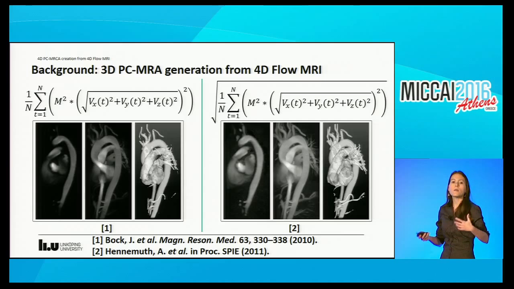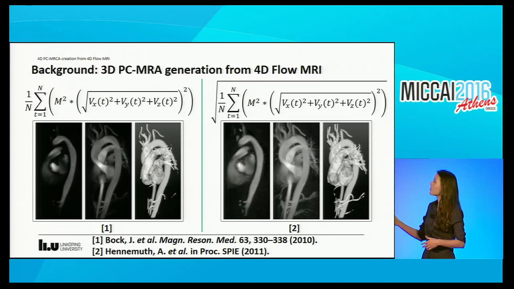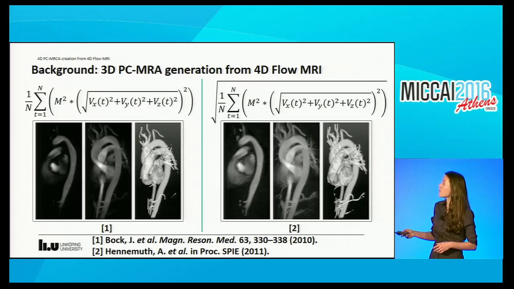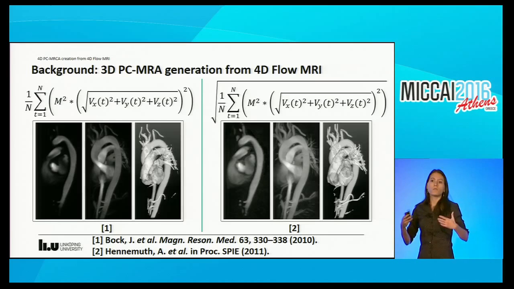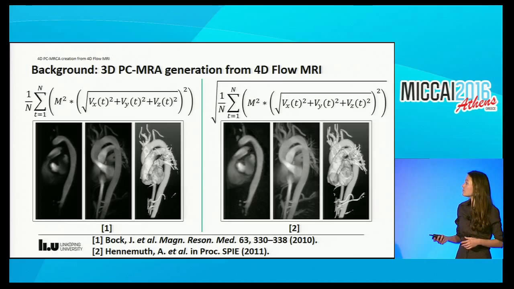We have a velocity vector, we have our magnitude, and an average over time in both cases. And these are the kind of visualizations that are usually done with this type of images. To the left in both cases, we have just a slice in my 3D volume. In the center, a maximum intensity projection, and to the right, an isosurface. And the most important thing to remember here is that these images are three-dimensional. They are an average over time. We have lost the information in time.